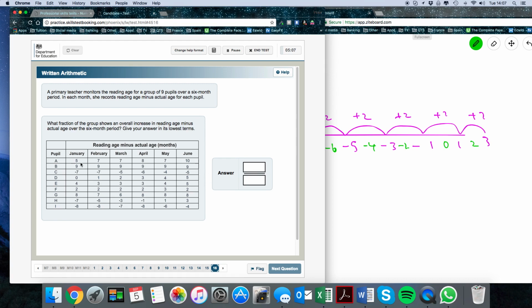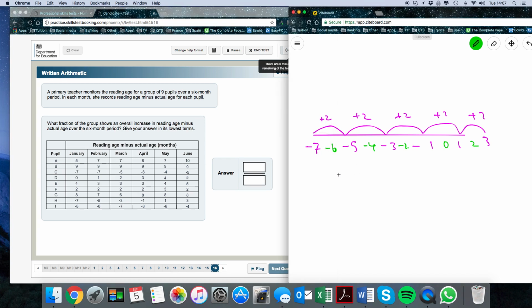So if we look at pupil A, January was 5, June was 10. Okay, so that has gone up. Okay, so that is an increase. Okay, so we click A. I can't click A this time. I've got to write down a fraction. So the best thing to do here is count up how many pupils in total. So it's 9 in total, and we just said yes to A, so that's kind of like a tick. Okay, so I'm going to do like a tally.